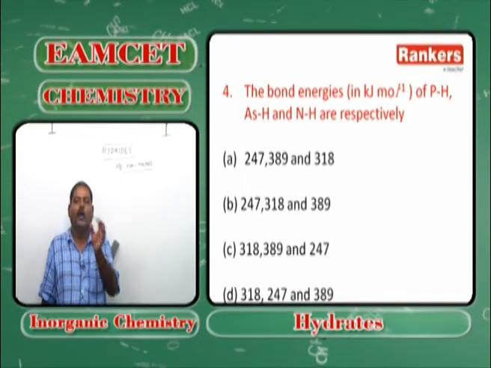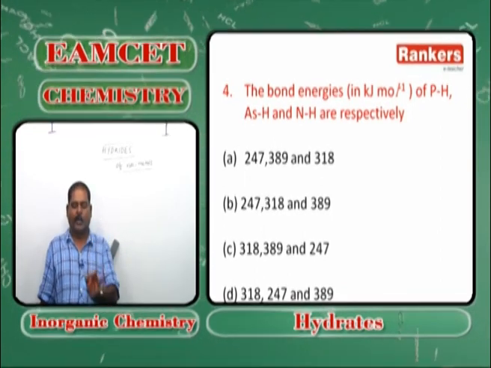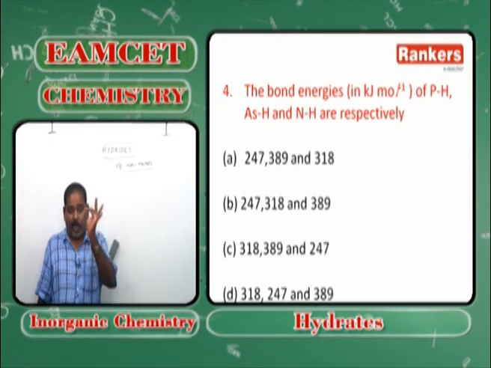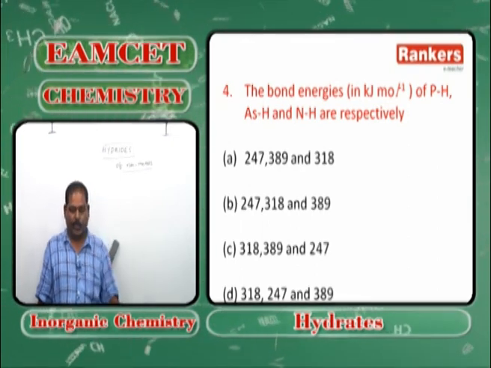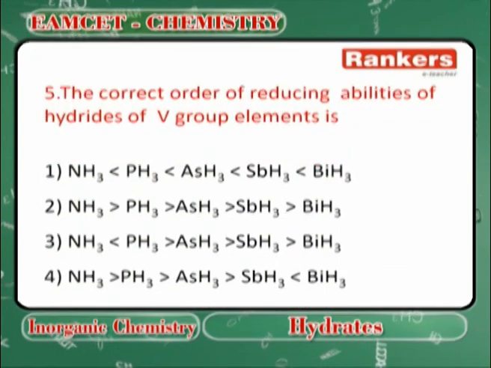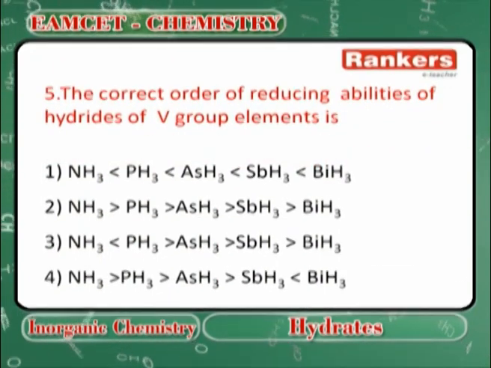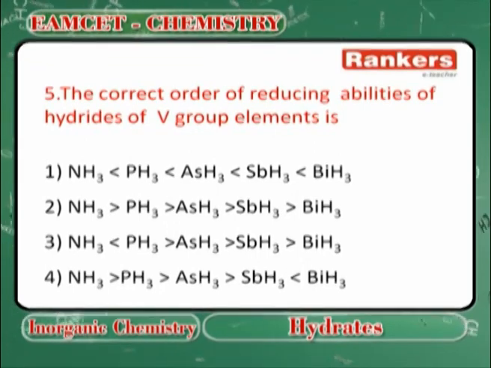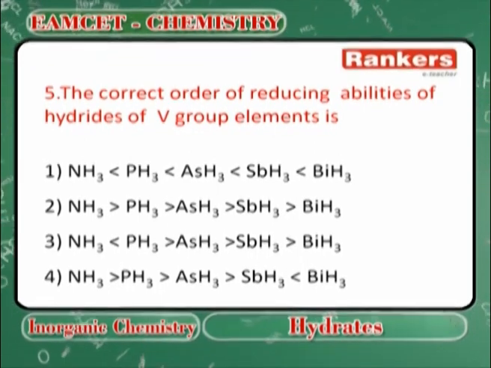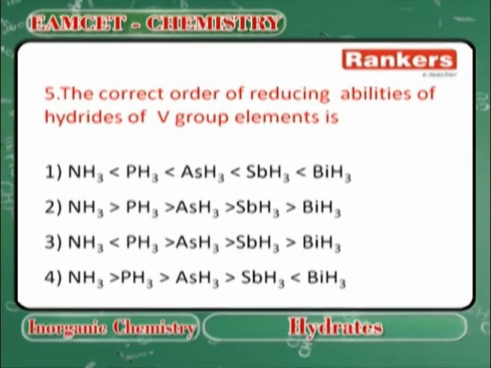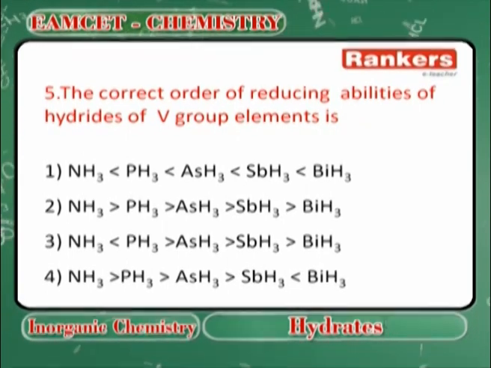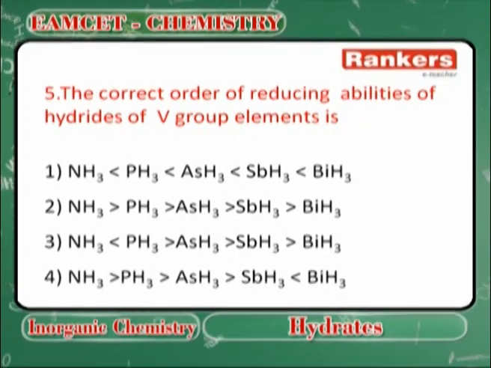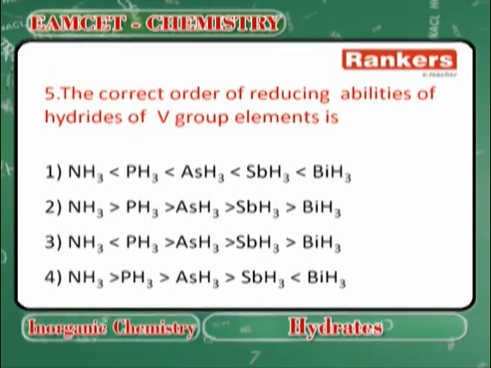So all questions, you have seen 3 questions in succession, the concept is one phrase: small atoms form stronger bonds. Everything about halogens in their elementary state is an exception. Let's go to the next question. The correct order of reducing ability. Once again, small atoms form stronger bonds. N-H bond is very strong. Ammonia is a molecule which on heating doesn't give hydrogen easily. It is not a good reducing agent.